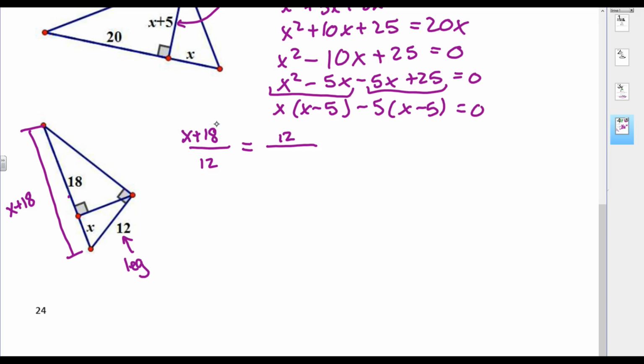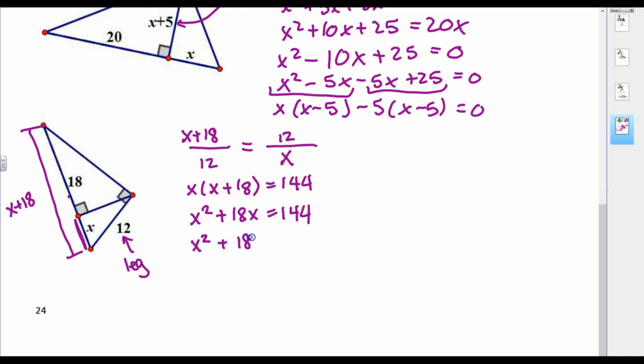And the part of the hypotenuse adjacent to the leg, that's that x. And we're going to do just like we've been doing before. We're going to cross multiply. x times x plus 18 is equal to 144. We're going to FOIL that, or distribute that. x squared plus 18x equals 144. Because this is quadratic, I'm going to drag the 144 over. x squared plus 18x minus 144.